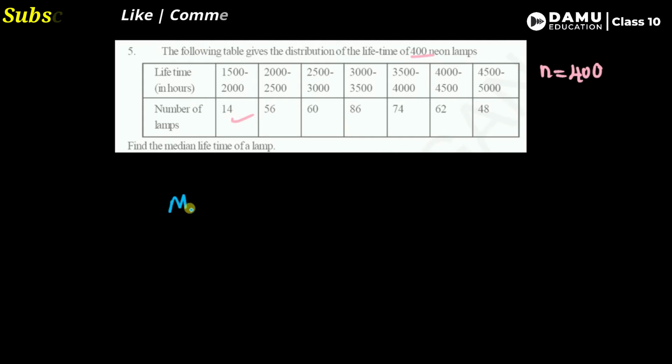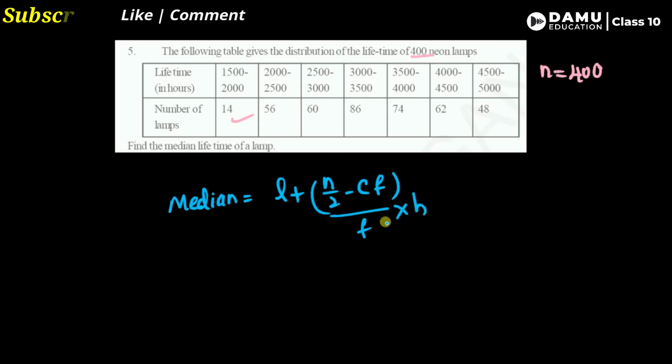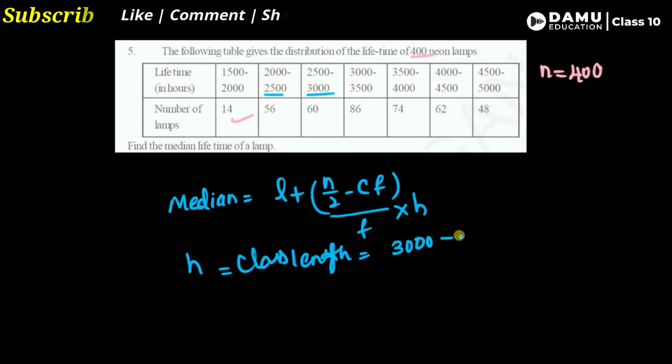So what is the median formula? Median, as we know, is l plus (n by 2 minus cumulative frequency) whole divided by f, into h. f is the median class frequency, and h is the class length. So what is h? Class length. You can take any two adjacent intervals and find the difference of the upper limits or of the lower limits. We always take the lower limits difference. This time we take 3000 minus 2500. So what value do we get? 500. So class length is equal to 500.